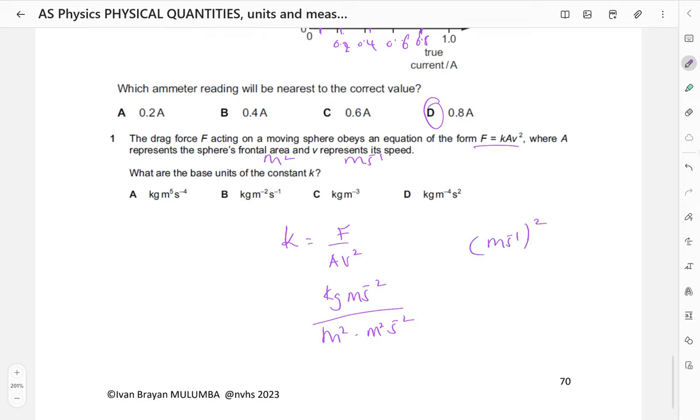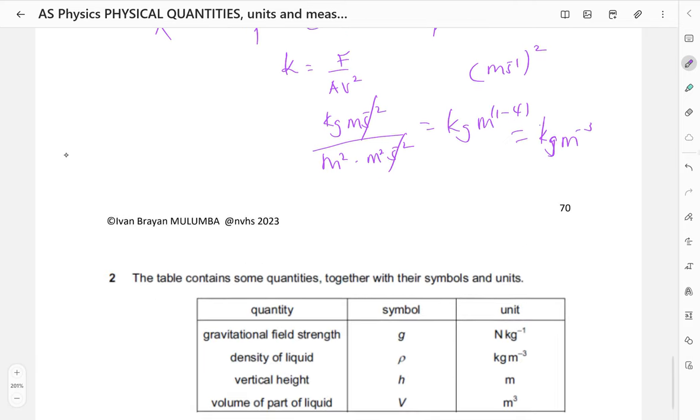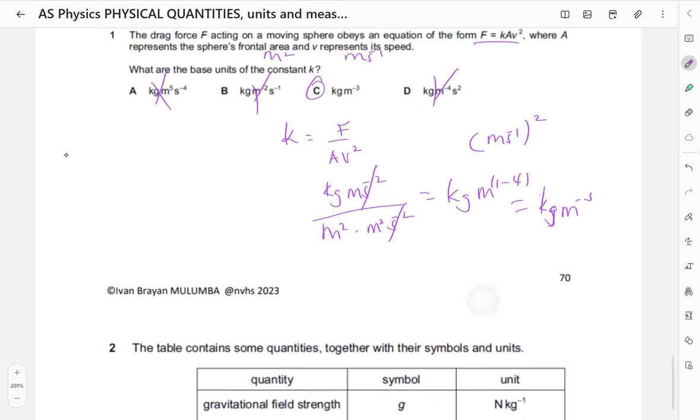Okay, so s to the power negative 2 cancels. S has cancelled, so I don't expect s in the answer. That leaves me with the answer as C automatically. So this is kilogram, m to the power 1 minus 4. We subtract the powers to become kilogram m to the power negative 3. So the answer is C.